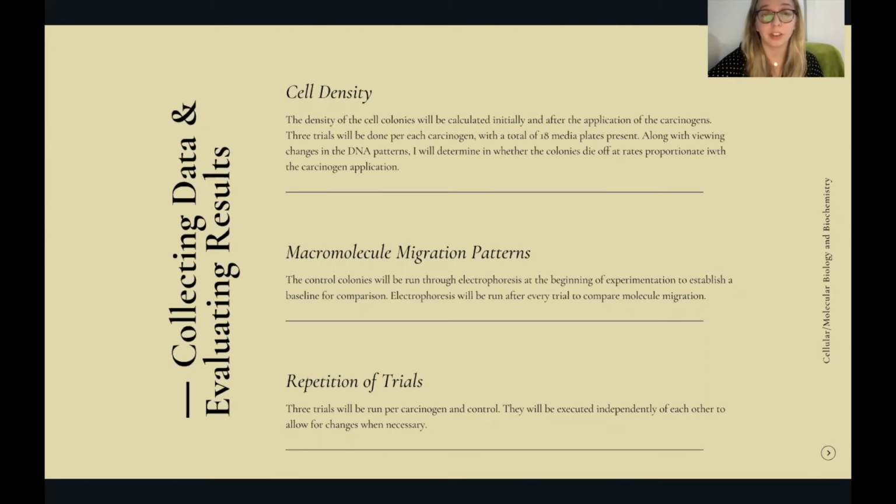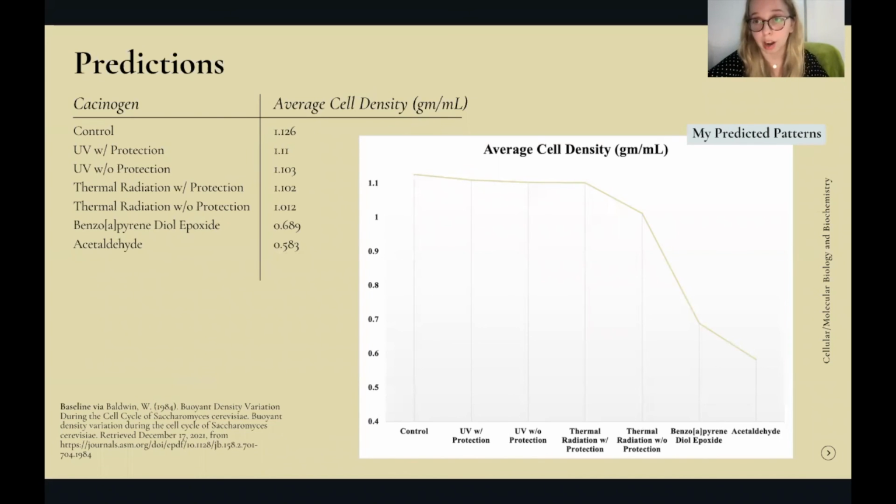As I've already touched on, these are some of the ways that I will be collecting data and evaluating my results. I will be looking at the cell density of the colonies, first ensuring that there are not too many cells on one petri dish that could interfere with my results, but also making sure that at the beginning they're all relatively similar, and viewing whether or not I have abnormal regeneration or a higher mortality rate in those cells. I will also be looking at their macromolecule patterns and ensuring that there is a change, which would indicate that the carcinogen is altering the genomic sequences. And I will be repeating trials.